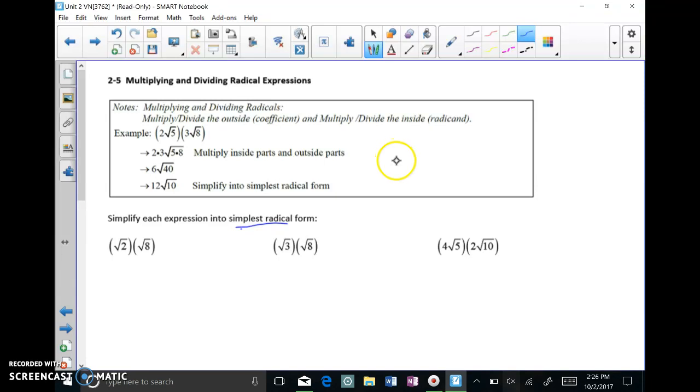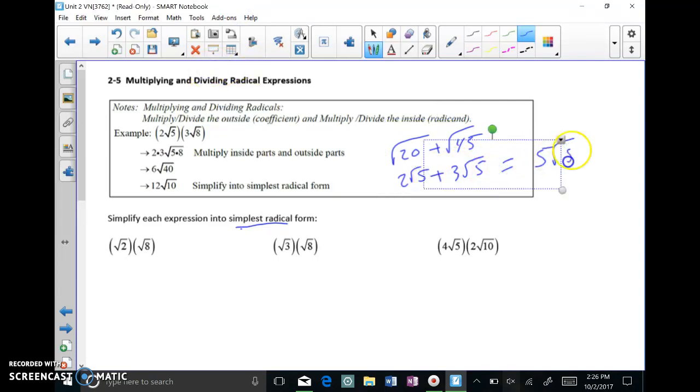For example, if we had rad 20 plus rad 45, you had to first simplify rad 20 down to 2 rad 5 and rad 45 down to 3 rad 5 before you could add them together, and the result was 5 rad 5.